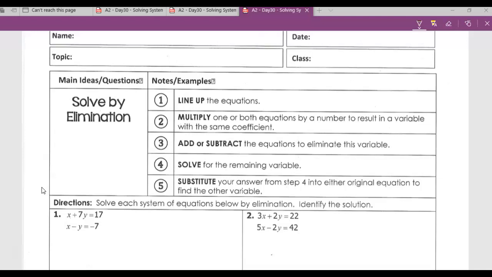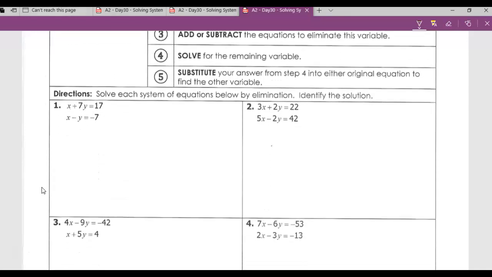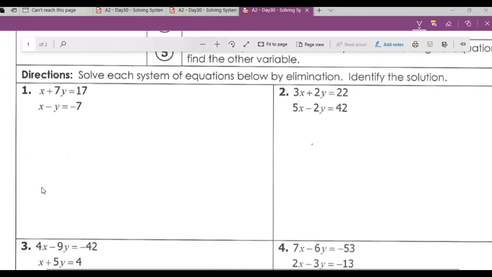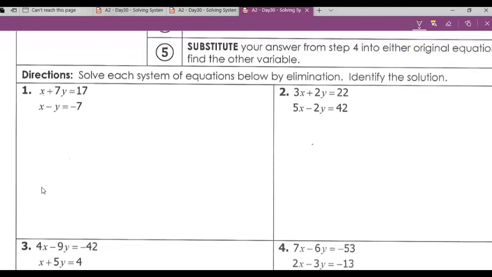And the idea for elimination is that you want to combine, either through addition or subtraction, your two equations so that either both of your x's or both of your y's end up disappearing.